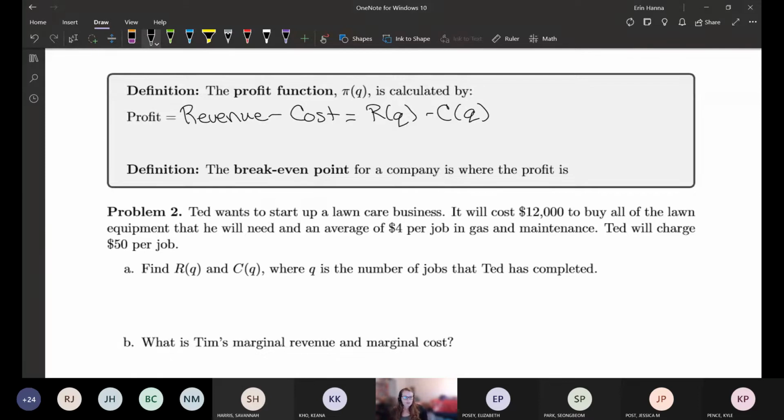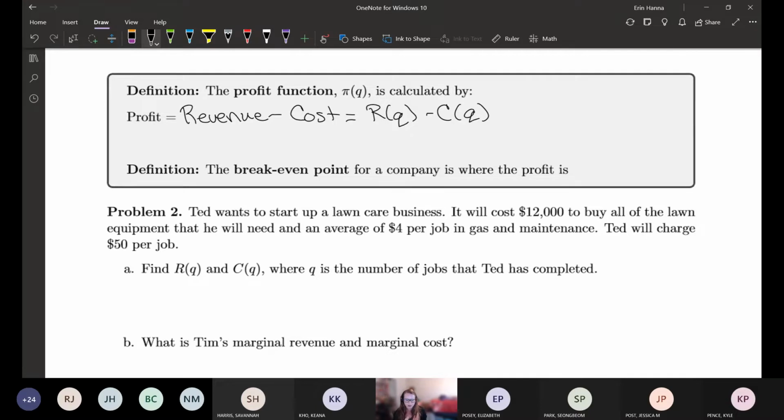Now this makes a lot of sense, and the order very much matters here. So if you calculate cost minus revenue, you will be wrong. You will have the correct numbers, but they will have the wrong sign, and it'll just screw everything up. So make sure it's always revenue minus cost.